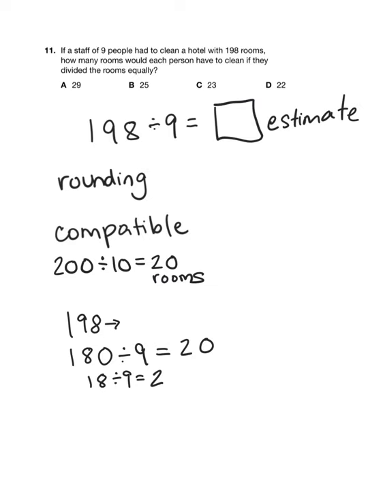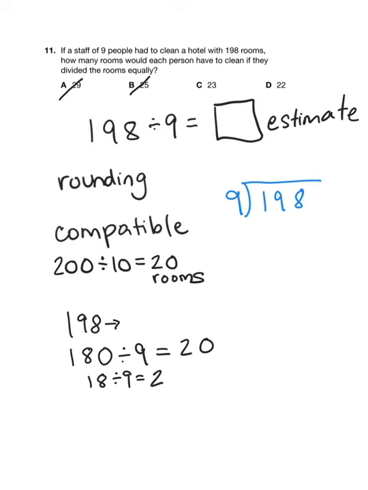So 29 is choice A. I'm going to predict that those two answer choices are not going to be correct because those are pretty far away from my estimate. I'm thinking that my exact answer is going to be either C or D. That's my prediction. Okay, so let me go ahead and divide.